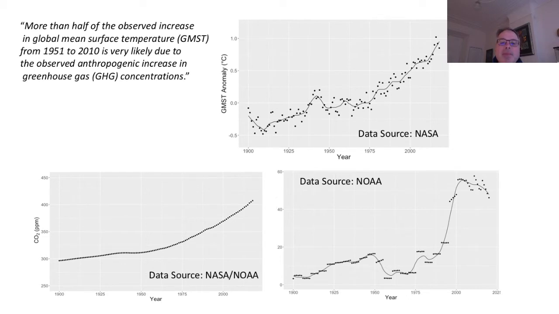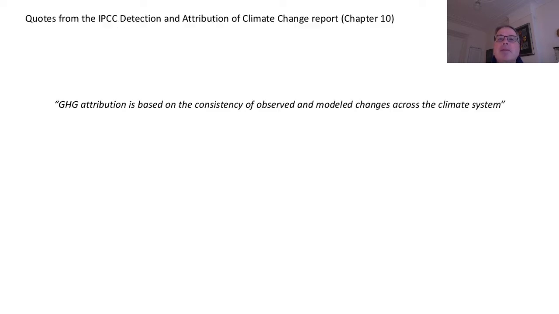Why does the IPCC believe that an increase in anthropogenic or man-made greenhouse gases is causing the Earth to warm? Well, let's go directly to their climate change report. I quote, "Greenhouse gas attribution is based on the consistency of observed and modeled changes across the climate system." So climate models play an important role in the attribution process. They model the changes and they compare them to the observations and say the two are very similar.